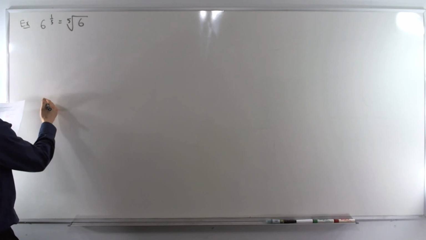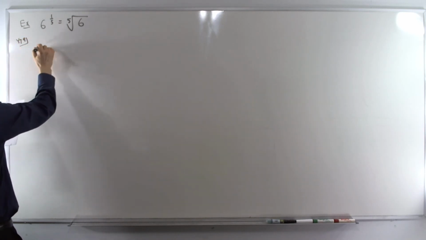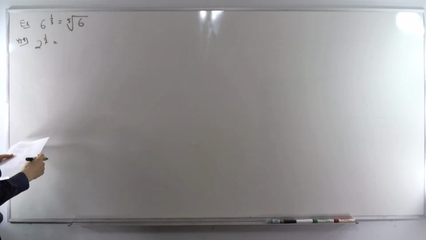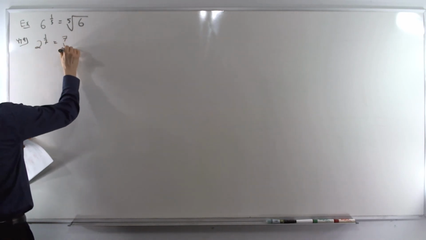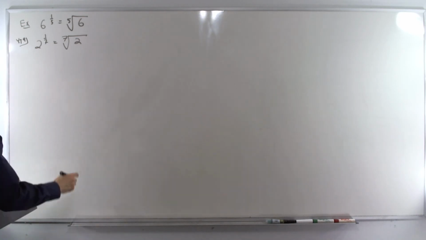Your turn, number 9. Right, 2 to the 1/7 as a radical. 7 is the index. 2 to the first power, we'll just write that as 2. 7th root of 2.